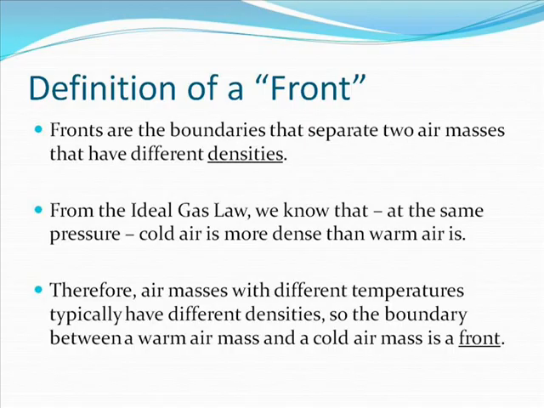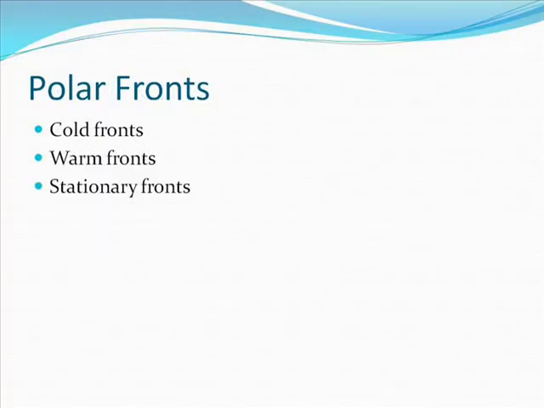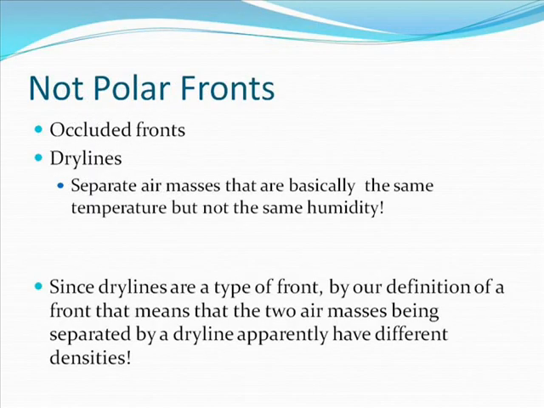And so air masses with different temperatures typically have different densities, and so the boundary between them counts as a front. And this is the context in which we learned about the polar fronts. Cold fronts, warm fronts, and stationary fronts are all boundaries that separate two air masses with different temperatures. The ones that aren't polar fronts, though, are occluded fronts and dry lines. These are types of fronts that are separating air masses that are not necessarily different temperatures.